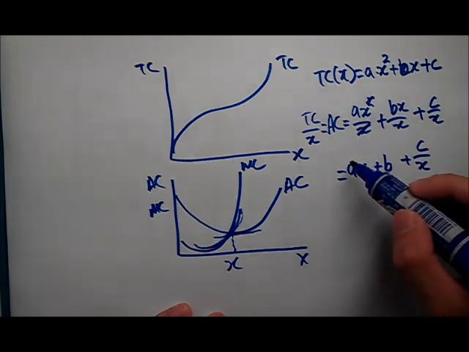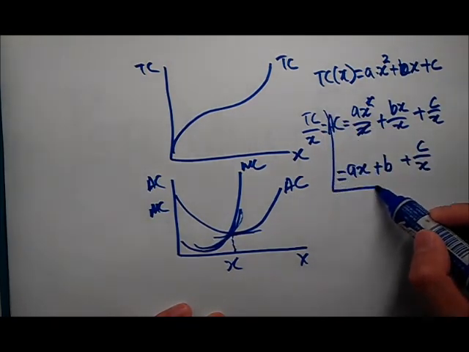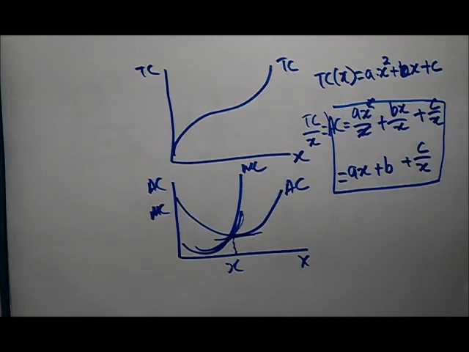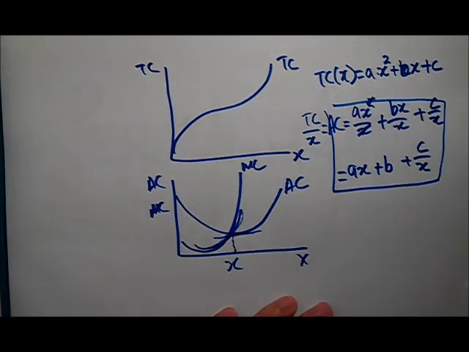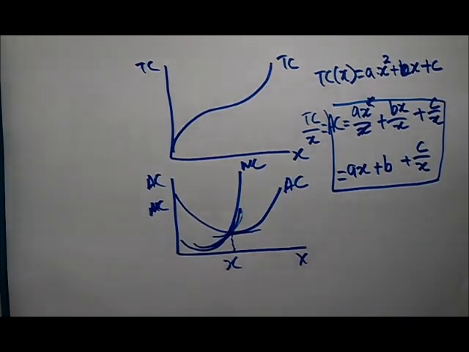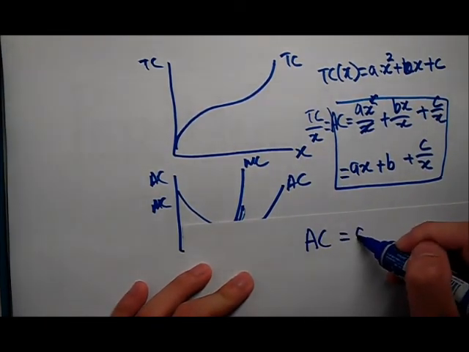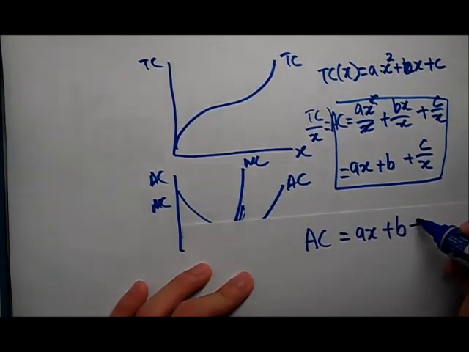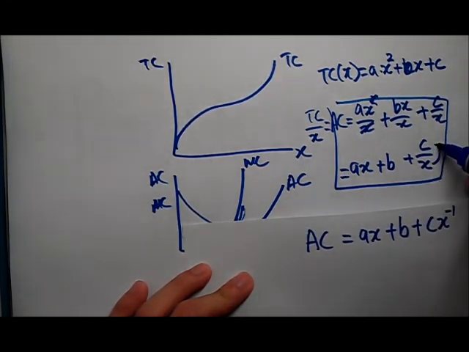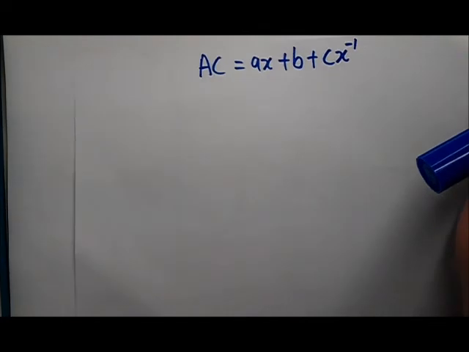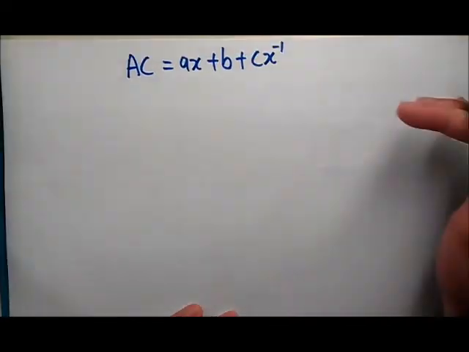So how do we do that? We take the average cost curve equation, and we're going to differentiate that with respect to x. Average cost equals ax plus b plus c multiplied by x to the power of minus 1, because you bring this up, it's going to be minus 1. So let's start off from there.